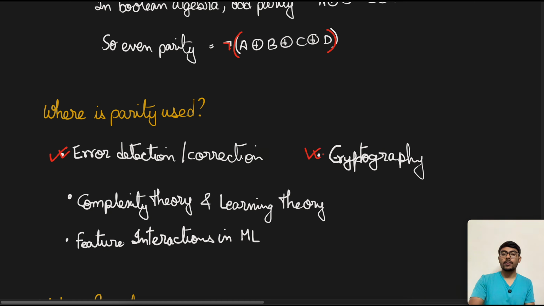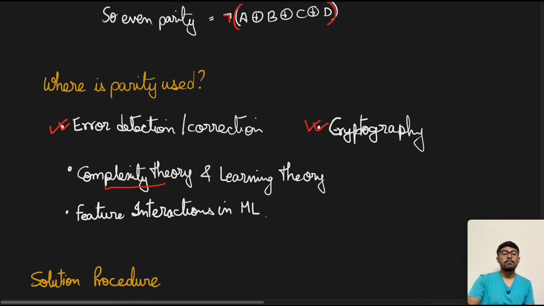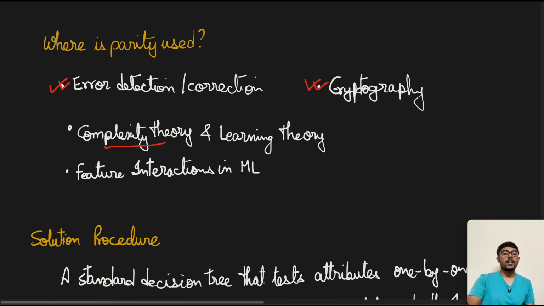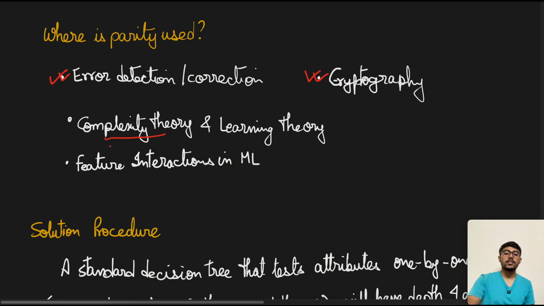Then we have cryptography, where learning parity with noise is a standard hard problem. Then there is complexity theory and learning theory, which is a very important part of this particular paradigm. Then there are feature interactions in ML: parity is non-linearly separable and needs all variables to be in place. So that was kind of the applications here.